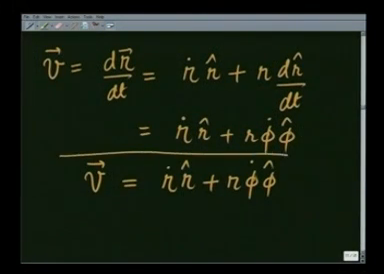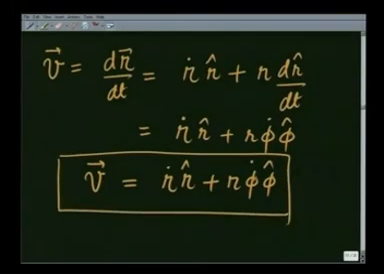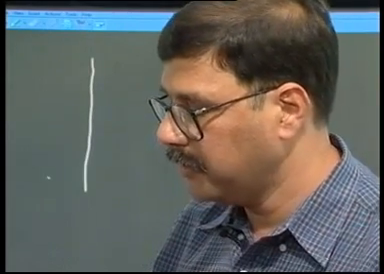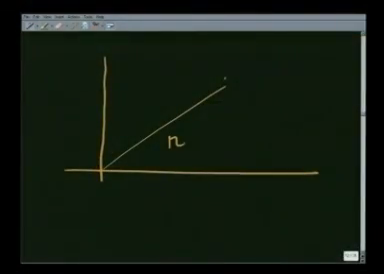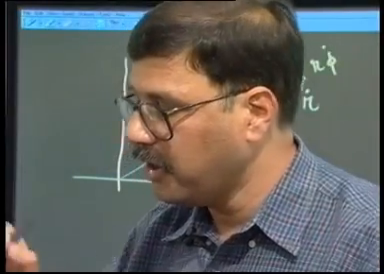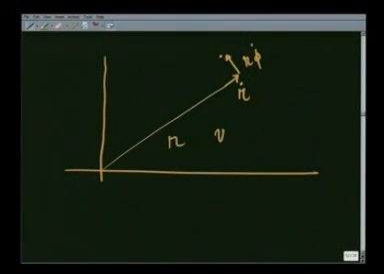Let us look at it geometrically. So, a particle is moving around at a distance r. As it moves to its new position, it has moved this way at a rate of r dot, and it has moved this way at the rate of r phi dot. So, that its net velocity is a combination of r dot in the r direction plus r phi dot in the phi direction.